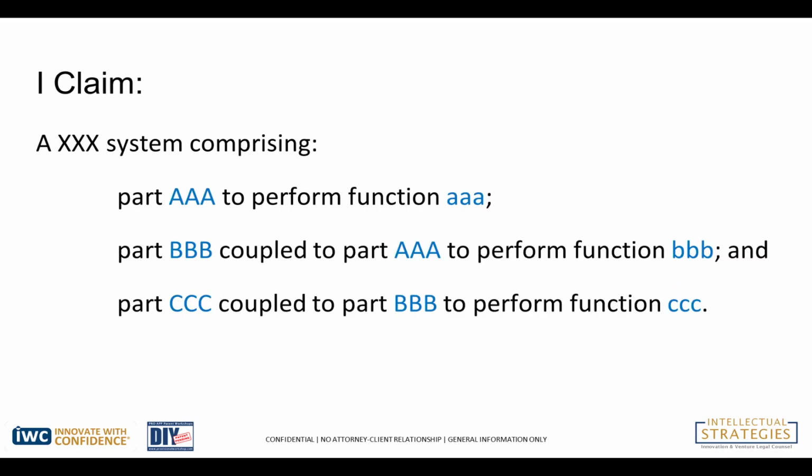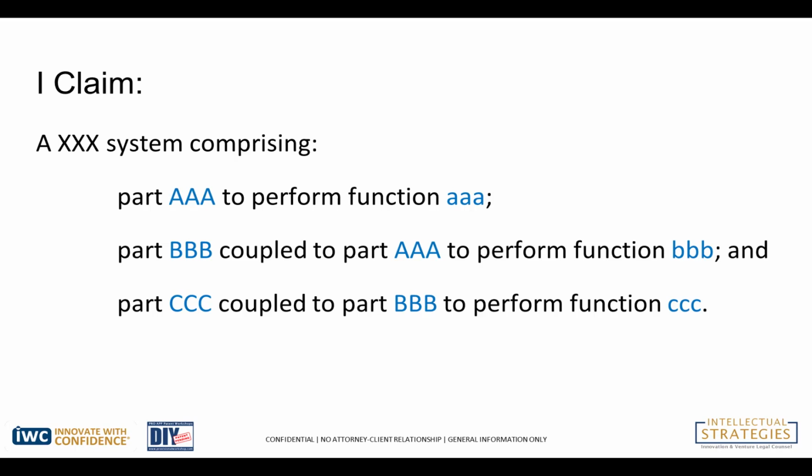So here's an example of an independent claim. Every claim is an individual sentence. It starts with a capital letter, it ends with a period, and it uses grammar to flow through the entire sentence. Here we have a system labeled as XXX, and that system includes or comprises three different parts: part AAA, part BBB, and part CCC. And those parts are listed out with the part names or designations, as well as a designation of the functions, and in some cases, an indication of how those parts are connected or coupled together.